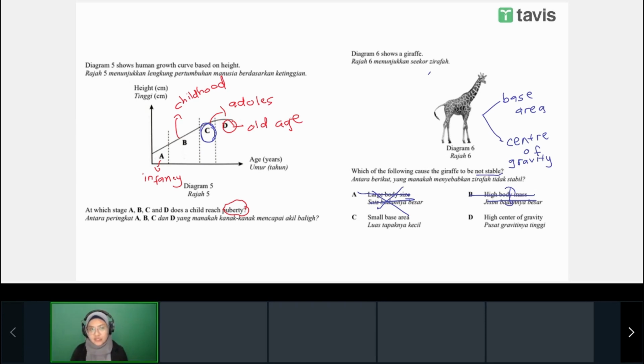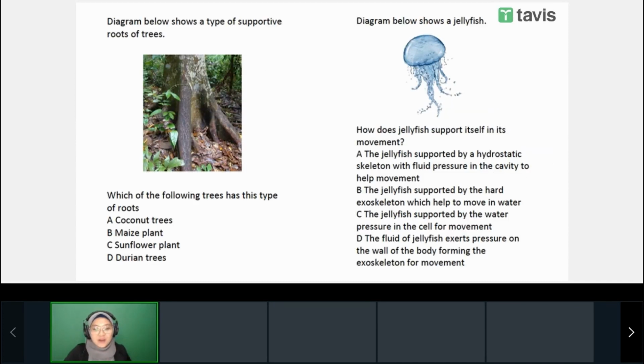The first thing when we see the giraffe, please remember the center of gravity, because we know that giraffe is taller. Why someone is answering A? It has nothing to do with the stability of an animal. Okay, it's either the base area or center of gravity. When we talk about the giraffe, the taller animal, the correct answer will be the height because they have high center of gravity. Okay, so D is the correct answer, not A. Okay, now let's move to the next question.